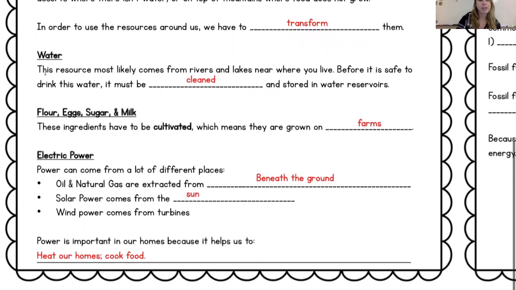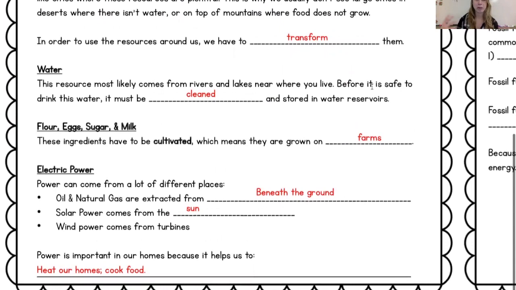Water. This resource most likely comes from rivers and lakes near where you live. We live near the Bow River. Before it is safe to drink this water, it must be cleaned and stored in water reservoirs. A water reservoir is just a big tank that keeps water. That's why some towns have water towers. If you've ever been to Lethbridge or Drumheller, Calgary, I think, has a water tower somewhere.